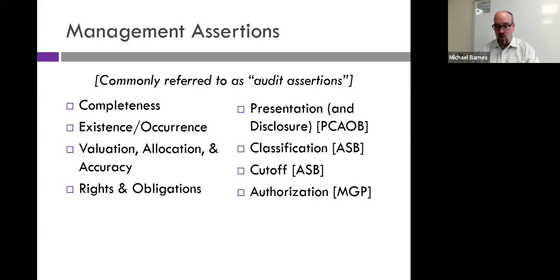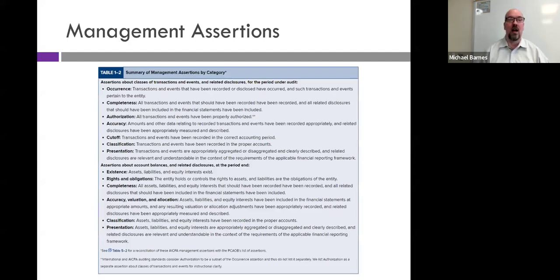let's talk about now a little bit quick about the testing of assertions. So first of all, I do want to make a note. When we talk about these assertions, they can fall into one of two general categories, okay? The first category is transactions and events. The second category is account balances.